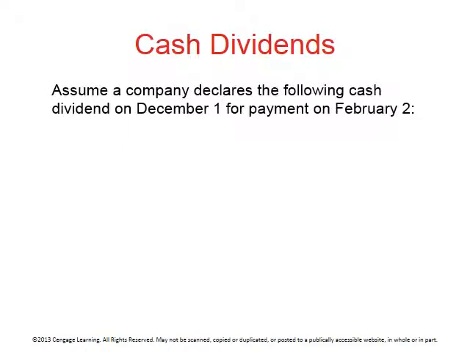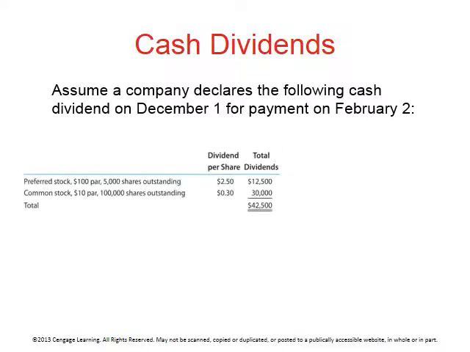So we're going to assume a company declares a cash dividend on December 1st for payment on February 2nd. And here's the value of the dividend. Preferred stock, they're going to get $2.50 a share. Common stock, they're going to get 30 cents a share. So the preferred stock dividend is $2.50 times 5,000 shares. The total value is $12,500. Common stock, 100,000 shares times 30 cents, 30,000. So our total dividends are 42,500.